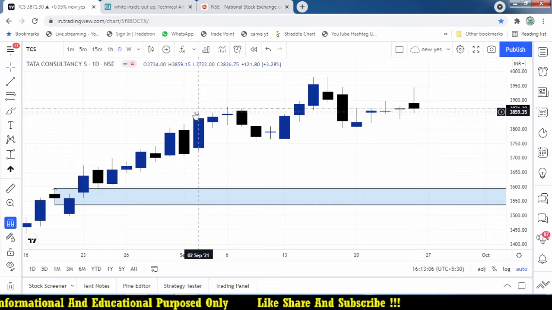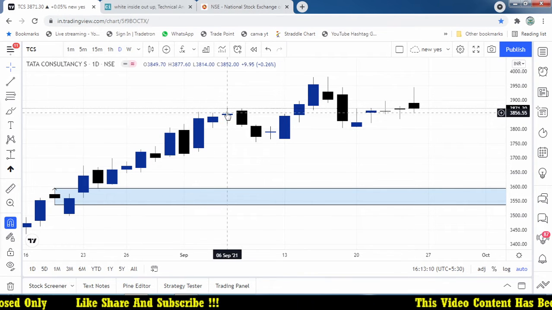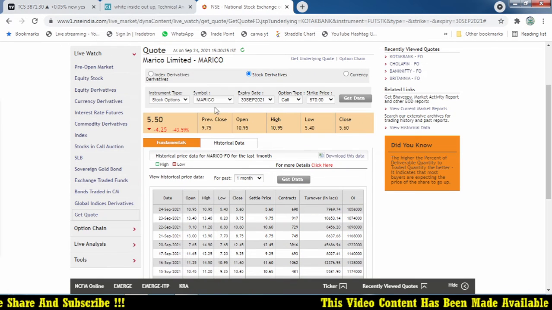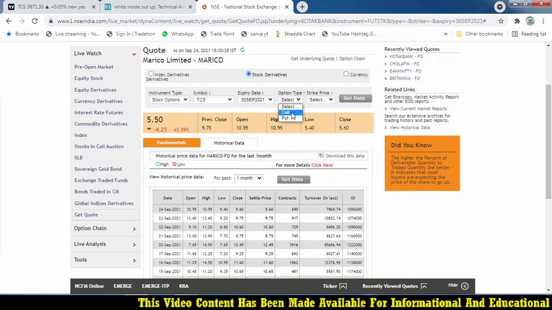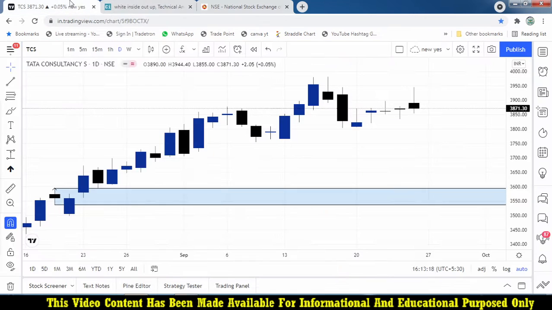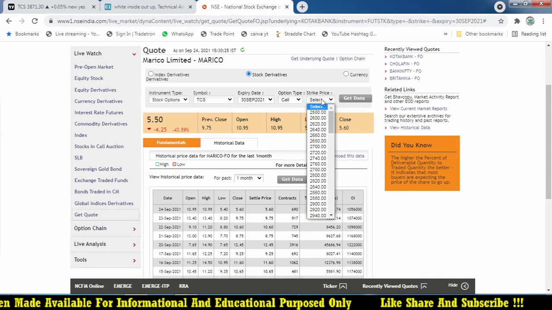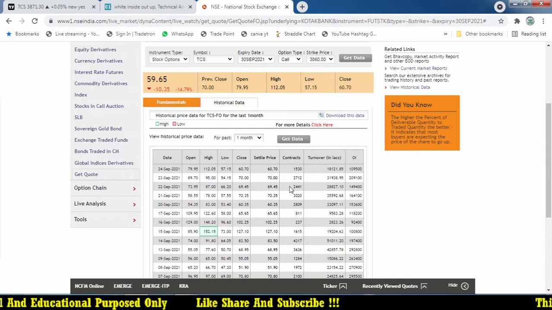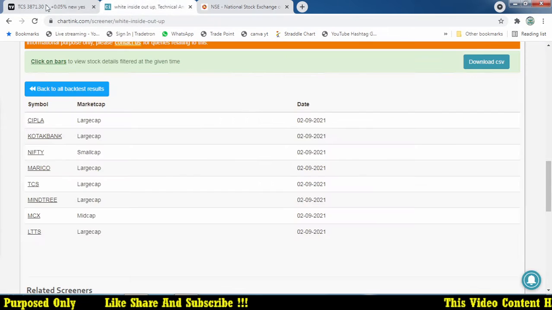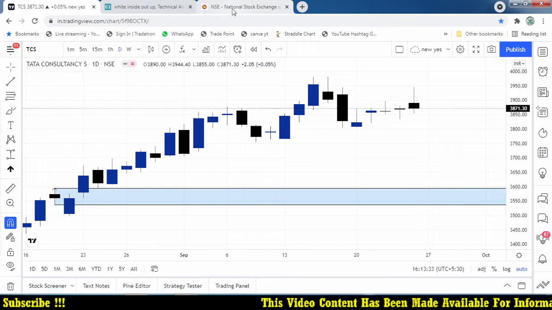If I am taking entry at 3850, so the 3860 call option if I take on 6th September. TCS, I'm going to take the call option of 6th September, that is the price of the 3860 call. If it is available, we can go for that 3860 call option. If I'm going to take the price of 6th September, that is the day where it broke that level, I'm taking a closing price.